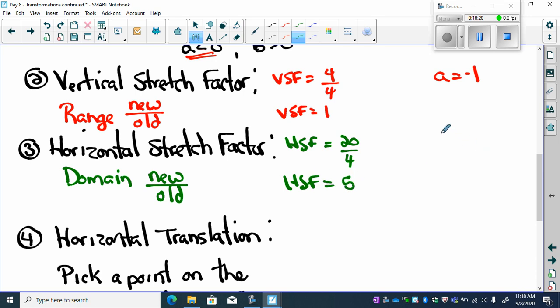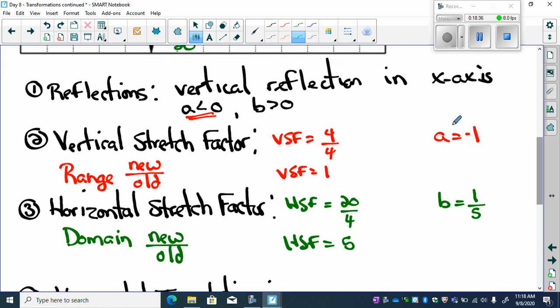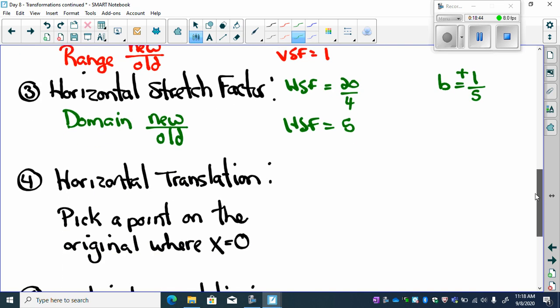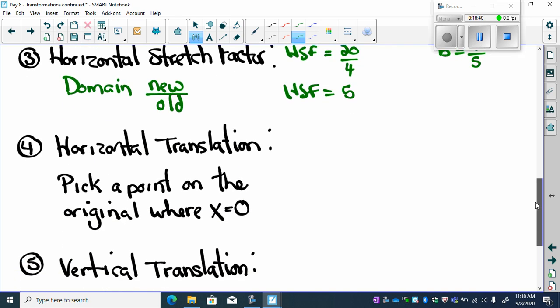Now be careful. The B value, the parameter B, would be the reciprocal of 5, which is 1/5. Look to the step 1. Is it positive or negative? Okay, it would be a positive. I don't even need to write that. I'll just put it in there just because.